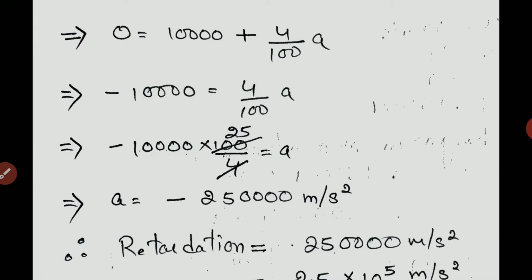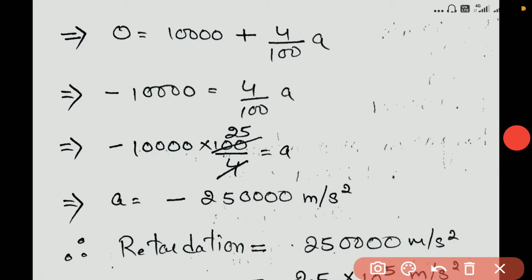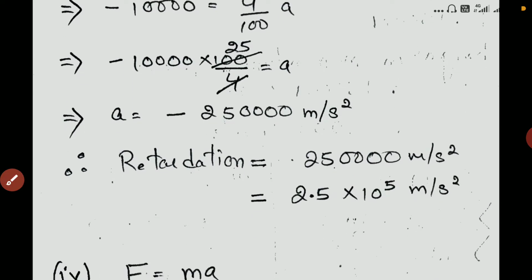Further solving it, so I hope you are still here. Further solving it, we are getting a equals minus 25 followed by 4 zeros, that is 2,50,000 meter per second square. So retardation will be 25 followed by 4 zeros, which is 2,50,000 meter per second square.